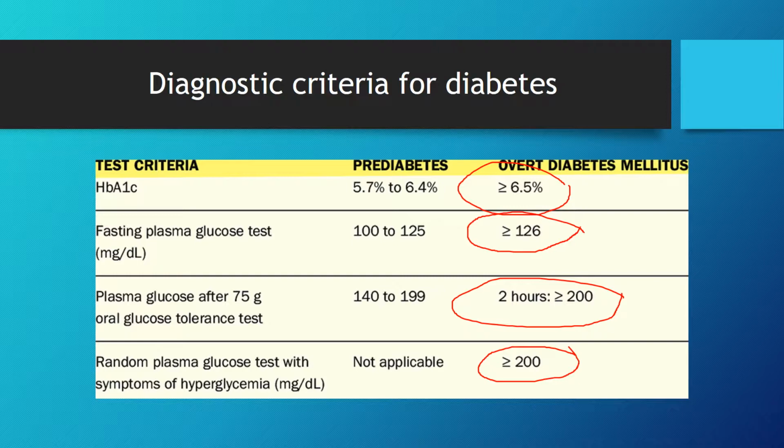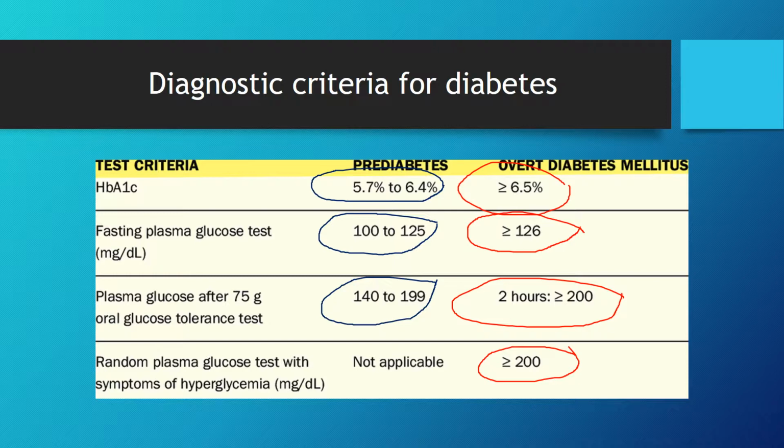Now, the criteria for prediabetes or borderline diabetes include a hemoglobin A1C of 5.7 to 6.4%, fasting plasma glucose from 100 to 125, plasma glucose after 75 grams of oral glucose tolerance test between 140 to 199, and that is the diagnostic criteria for both prediabetes and diabetes.